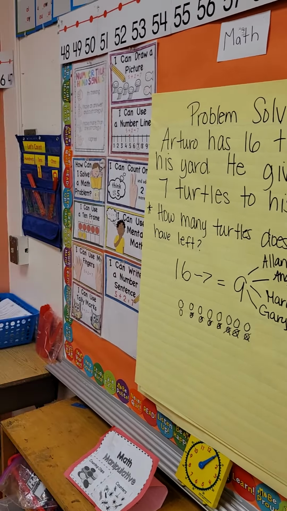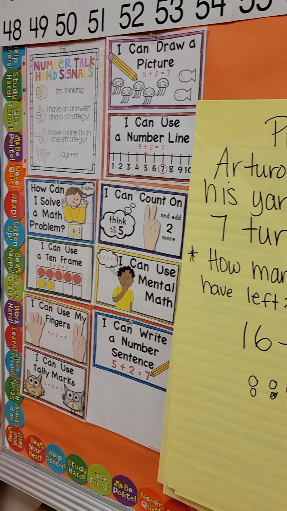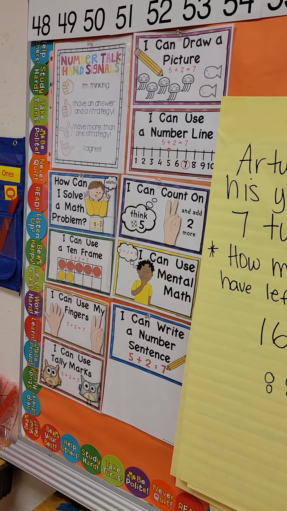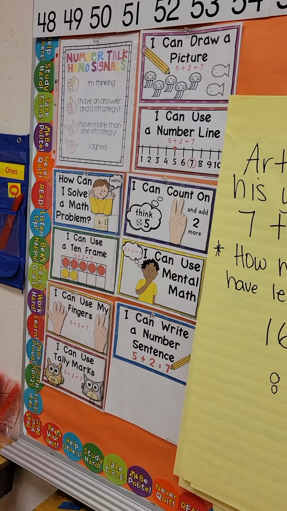This also explains different ways in which we solve math problems. So we have our different hand signals. The children will show me their thumb into their fist, letting me know what they're thinking, if they have an answer, a strategy, if they agree. How can we solve problems? Are we counting on? Are we using a number line? Are we using counters or markers or a ten frame? Things like that. Over here, more posters, a number line as well, regarding different numbers so the children are able to see.